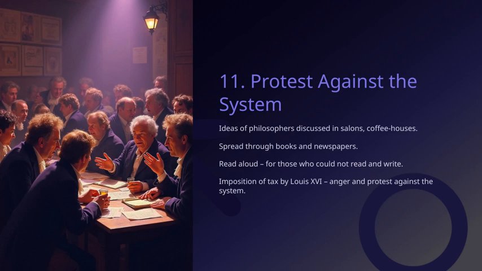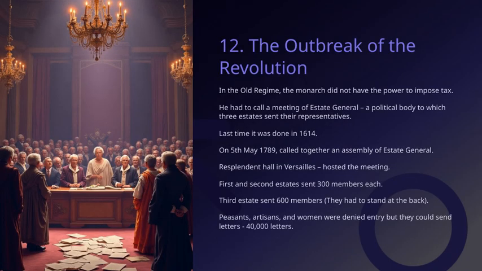A key event that sparked widespread protest was the imposition of taxes by Louis XVI. This unfair tax angered many, fueling resentment against the system that seemed to favor the wealthy and powerful. It's important to see how these ideas and grievances came together, philosophical discussions fueling anger, which then turned into active protests against injustice and inequality. This overall theme of challenging the system through ideas and action is central to understanding the revolutionary spirit that was growing at this time.